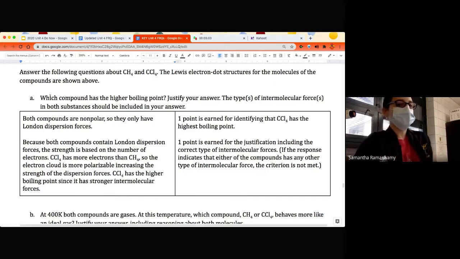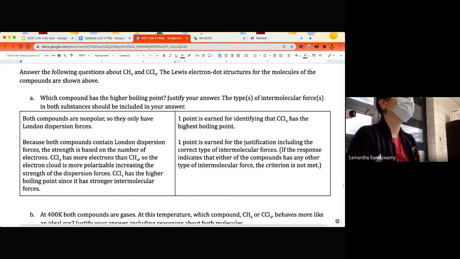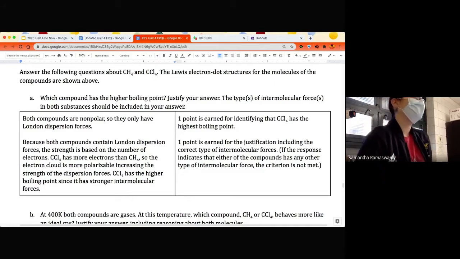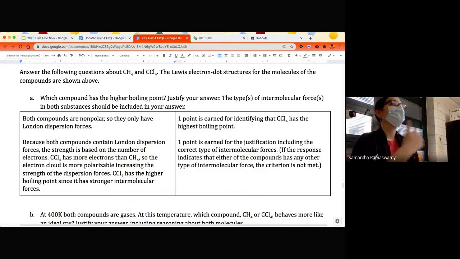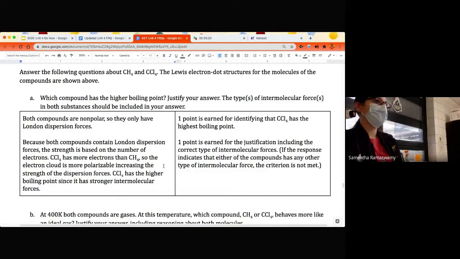Then we need to make sure to answer the question, which compound has the higher boiling point? Remember, the higher boiling point is the one that's going to have the stronger intermolecular forces, because higher boiling point means more energy needs to go in to overcome the intermolecular forces. Since both compounds exhibit London dispersion forces, the strength is based on the number of total electrons, because it's based on the polarizability of the electron cloud.